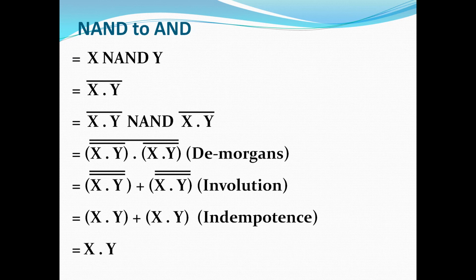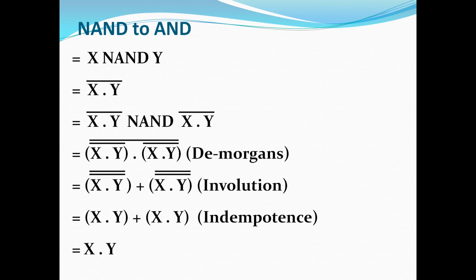So it will be (x dot y) whole dash NAND (x dot y) whole dash. The input is (x dot y) whole dash, because that is the output of the first NAND gate, given to the input of the second NAND gate. Both inputs are the same. So applying the NAND operation, that will be ((x dot y) whole dash dot (x dot y) whole dash) whole dash. Why did the whole dash come here? Because that is the NAND operation.